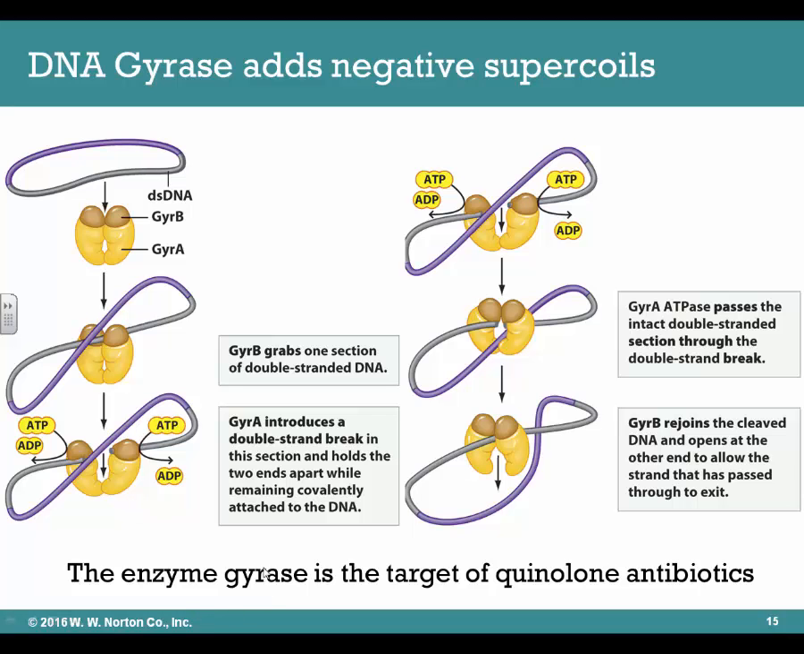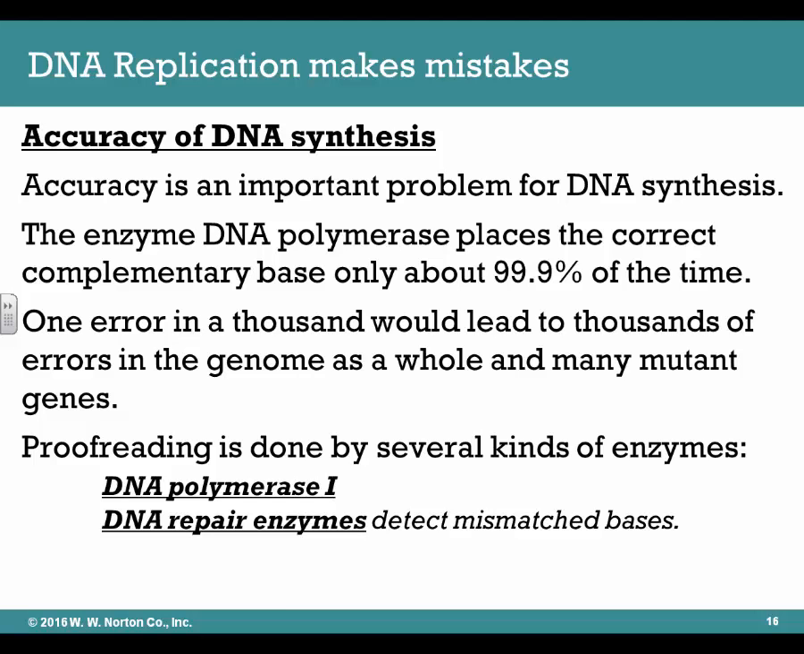And why I'm mentioning this in particular is that these enzymes are the target of a class of antibiotics called quinolones, which are sometimes used to treat bacterial infections. And it's a selective target because these enzymes are present in bacteria but not present in our own eukaryotic cells.